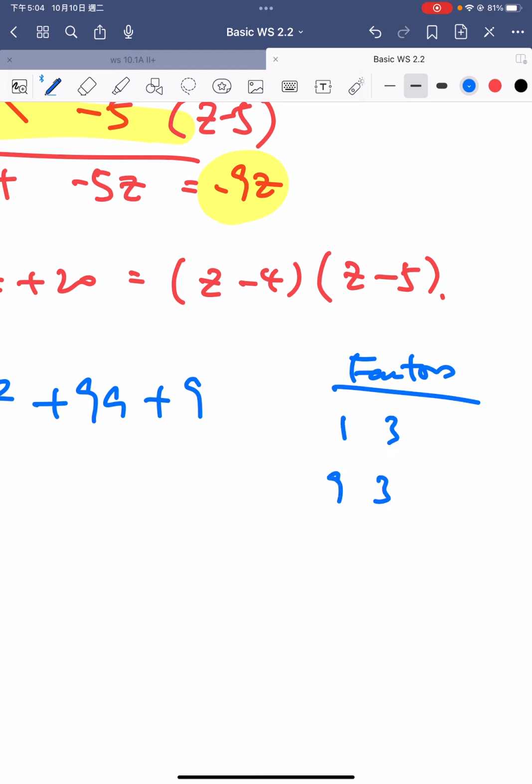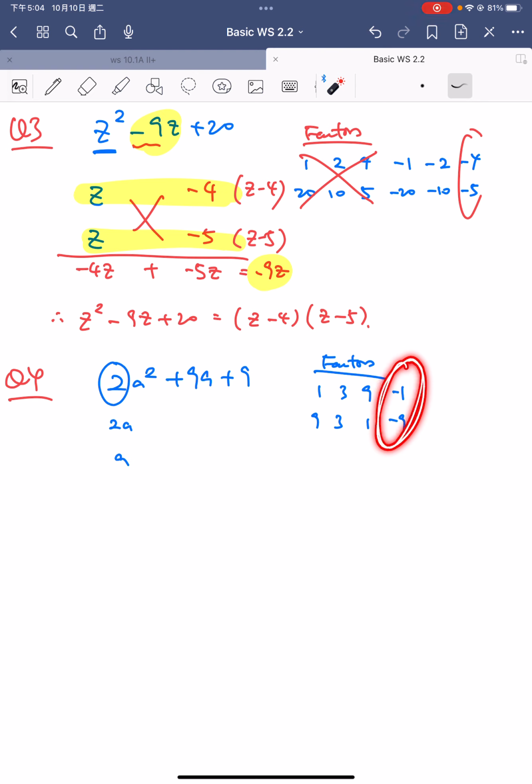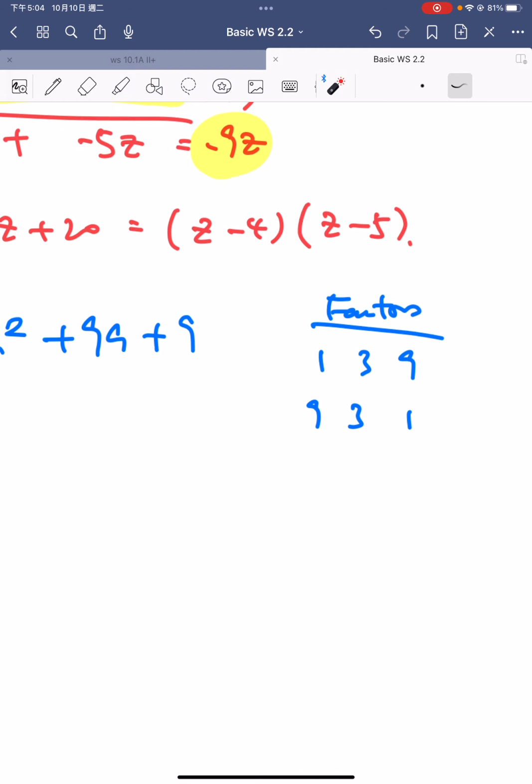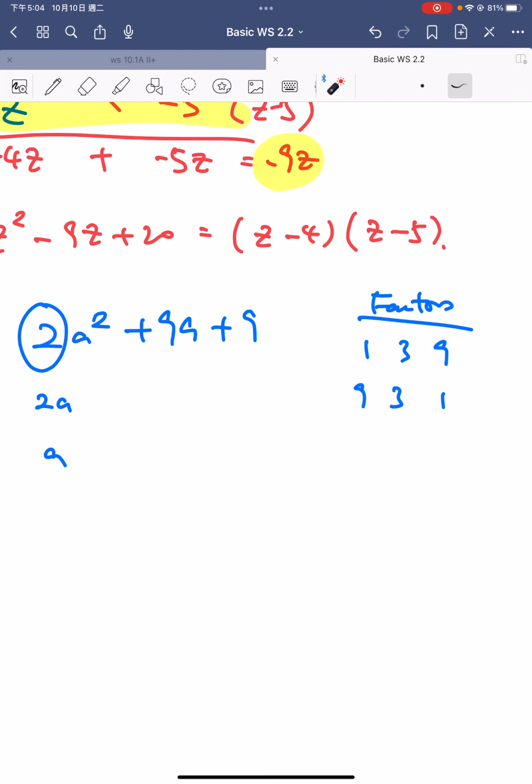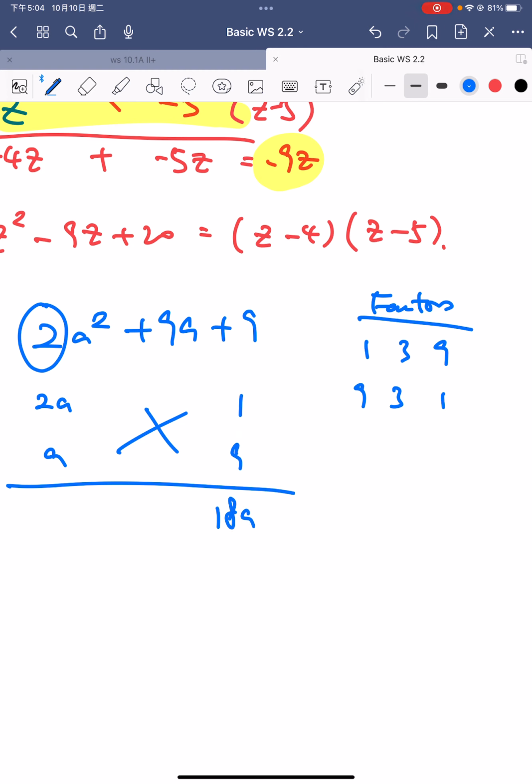But because the middle term is going to be a positive number, two negative numbers will never give you a positive sum, isn't it? The sum of two negative numbers will never give you a positive. So we don't need to consider the negative factors. Let's just try them one by one. For the first one, we got 1 and 9. Using our cross method, 2a times 9 will give you 18a. A times 1 gives you a. We add them together and get 19a, which is not 9a. So the first one is wrong.